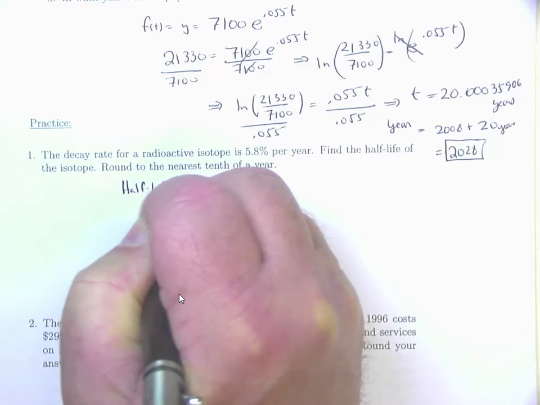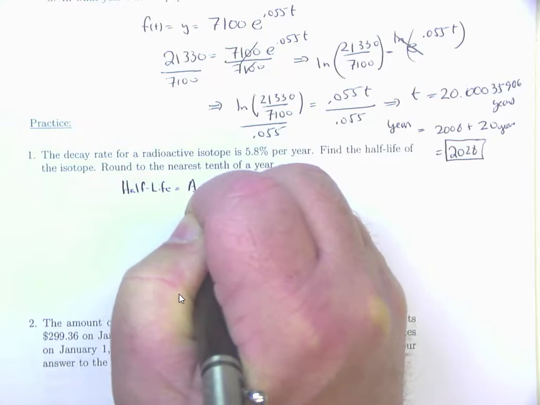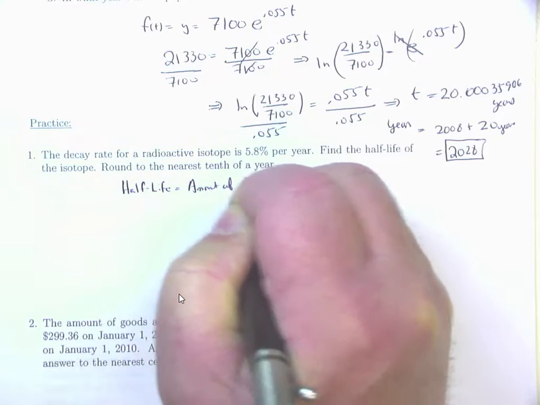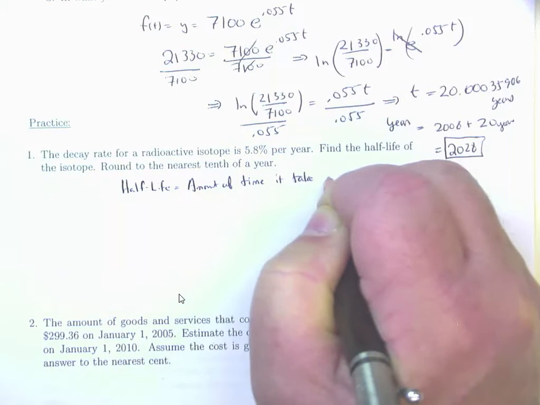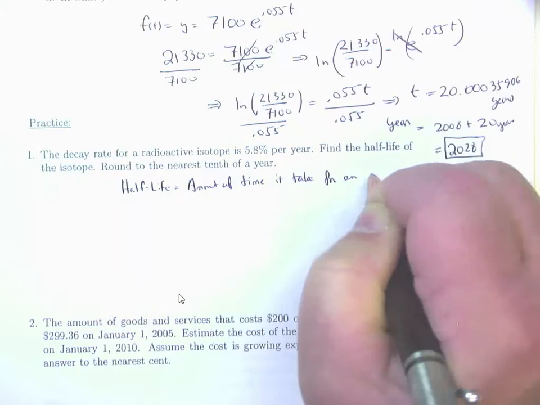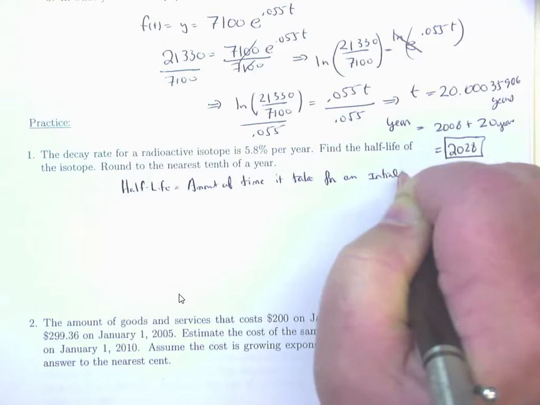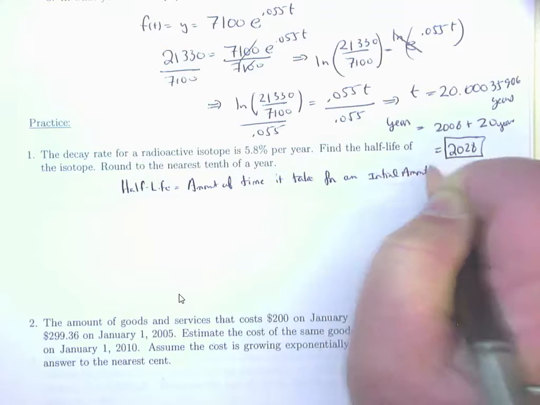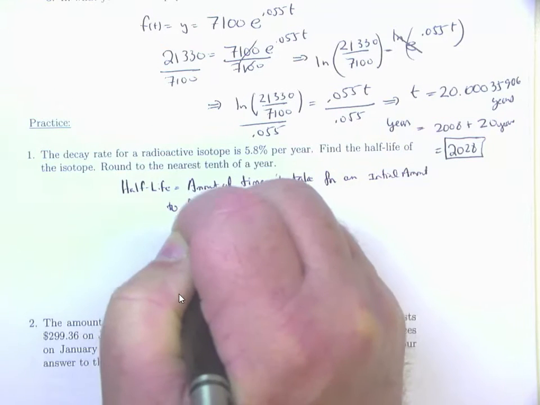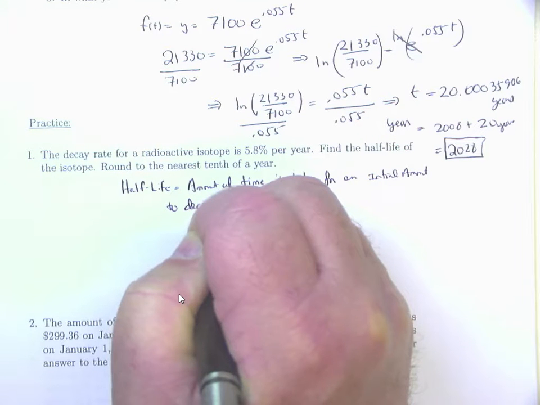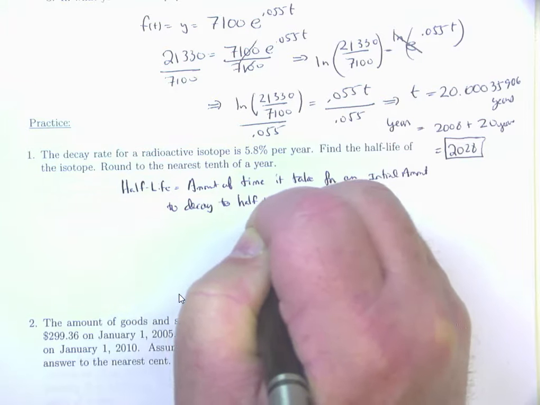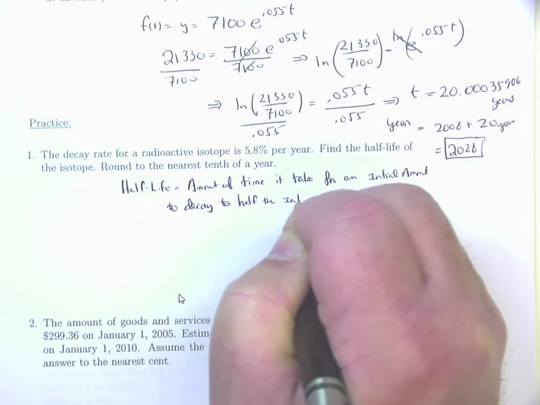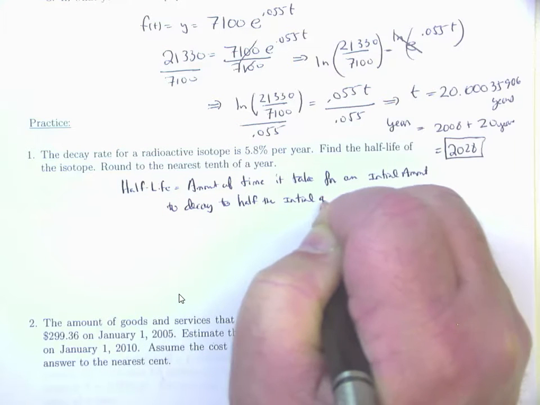Half-life is the amount of time it takes for an initial amount to decay to half the initial amount.